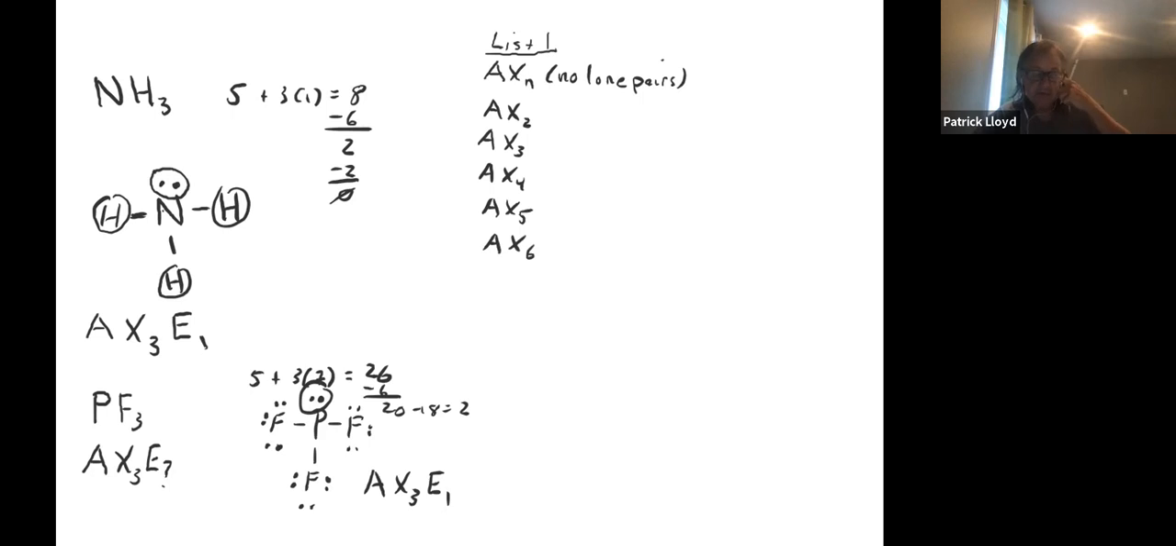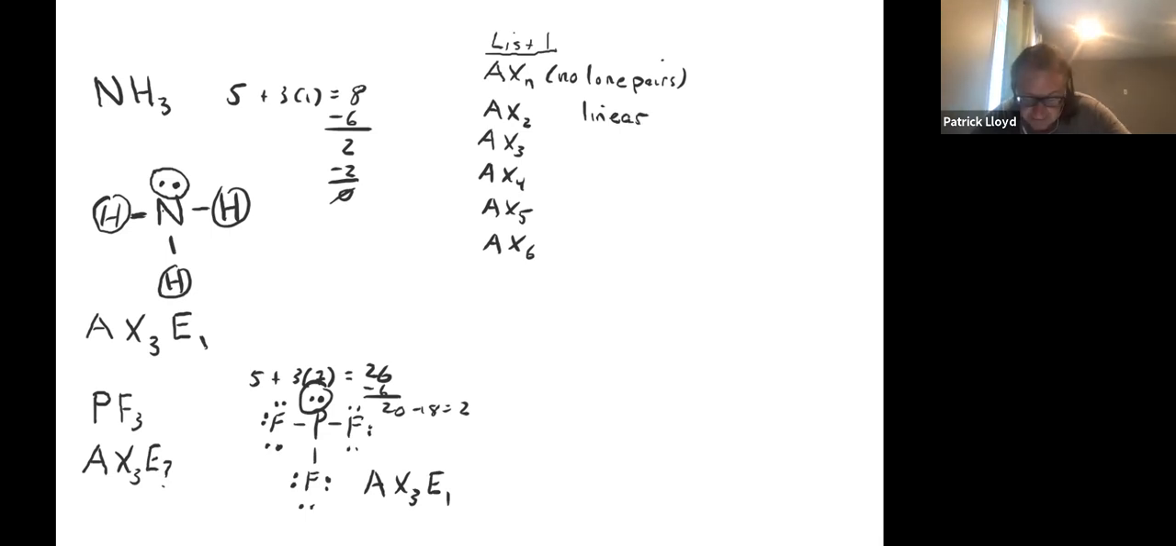Okay, and then we don't need to go beyond 6 because it turns out crowding in more than 6 surrounding atoms on 1 central atom is very challenging geometrically. There's just not enough room for it. So here's what happens when you do these. You get these particular shapes, and you're going to need to memorize the names of these shapes.